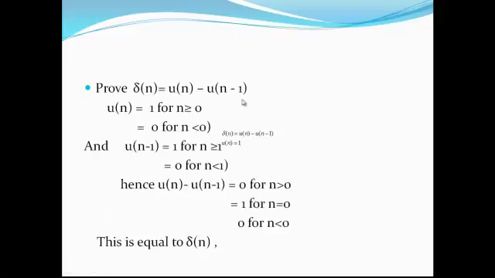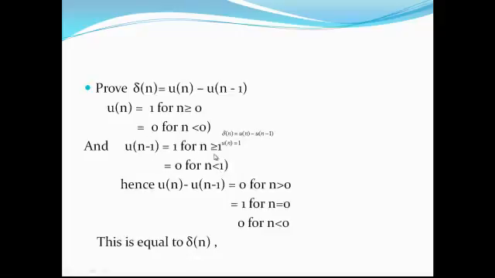So this is what I have shown. u[n] is equal to 1 when n is greater than or equal to 0, and it is equal to 0 when n is less than 0. Now u[n minus 1] is equal to 1 for n greater than or equal to 1. It is equal to 0 when n is less than 1. So for less than 1, that is 0, minus 1, minus 2, it will always be equal to 0.